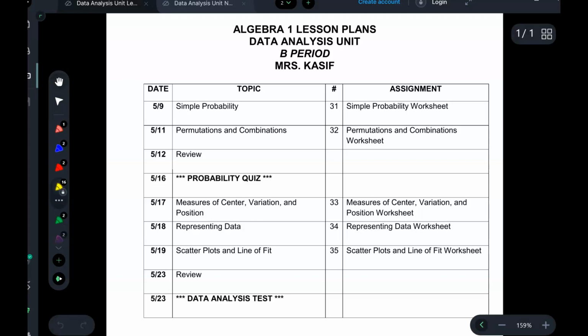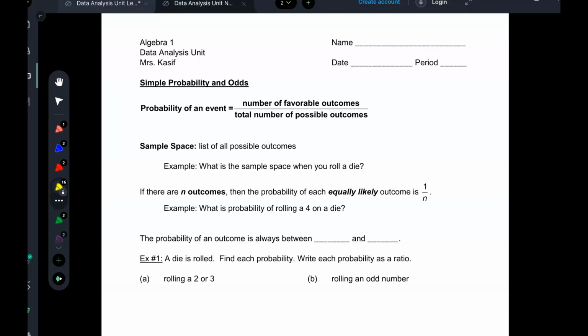Okay, so we are going to start the chapter on data analysis, and you're going to watch a lesson on simple probability. And then when you're finished, we have assignment 31, simple probability worksheet. Okay, so you should all have the new notes packet. This will be our last chapter before the final exam.